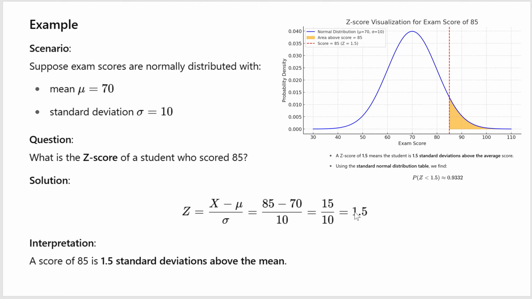Using the standard normal distribution table, we can see that if the value of z is 1.5, then the value is 0.9332, or 93.32%. So that student scored above 93.32% of students. So a score of 85 in this example is 1.5 standard deviations above the mean. That is what it means.